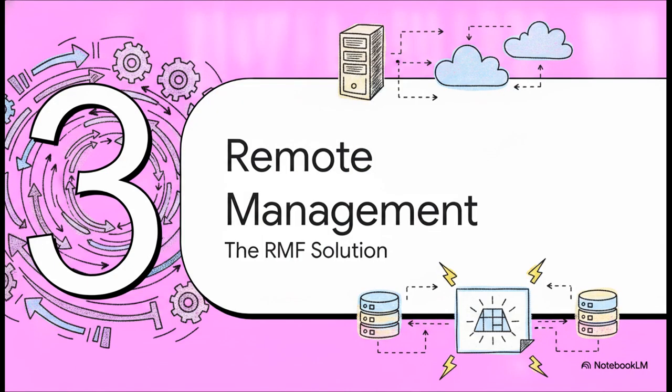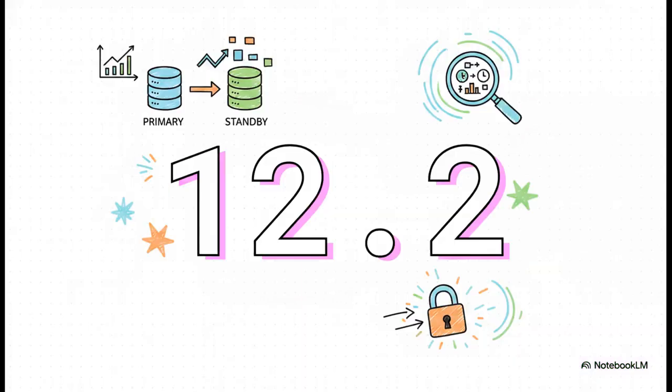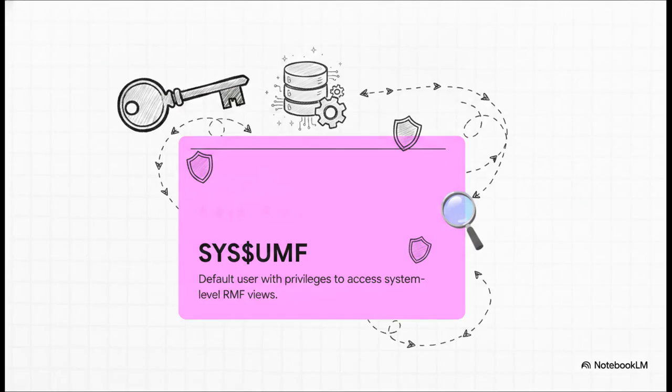Enter Section 3, the remote management framework. This right here is the architectural solution to our standby visibility problem. The crucial turning point here is Oracle Database version 12.2. Starting from this release, a brilliant feature dropped that finally opened the door to properly analyzing performance on ADG standby databases. For the first time, native AWR data could be captured directly for the standby itself, rather than just acting like a mirror for the primary.